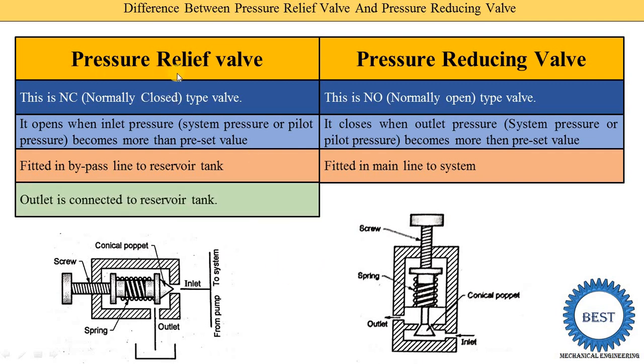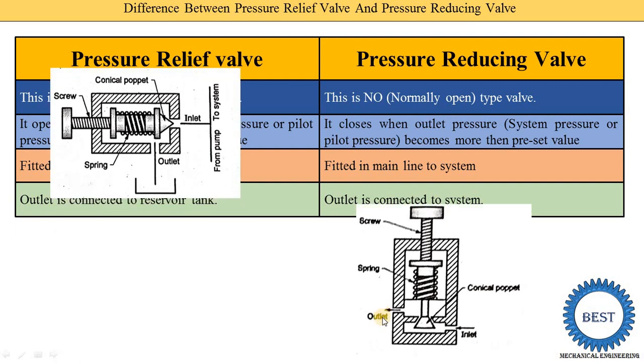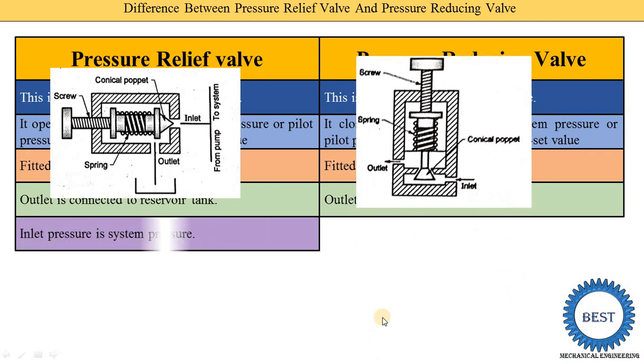Fourth point, in a pressure relief valve the outlet is connected to the reservoir tank. So here you see this outlet port is connected with the tank or reservoir. In a pressure reducing valve the outlet is connected to the system, that I already explained. This outlet is connected with the directional control valve, and further the directional control valve is connected with the other components of the system.